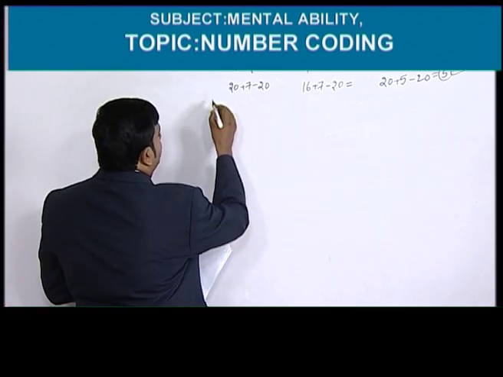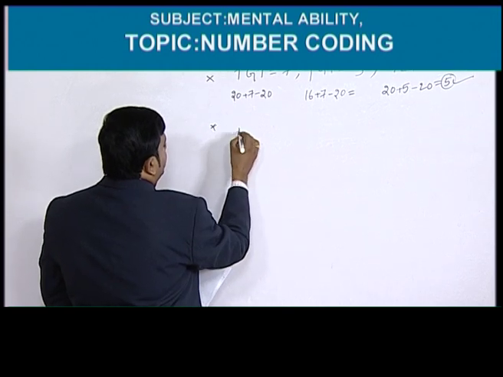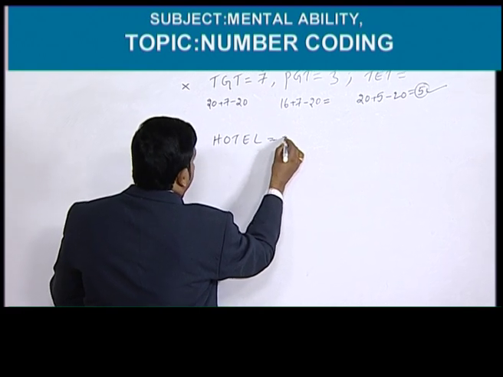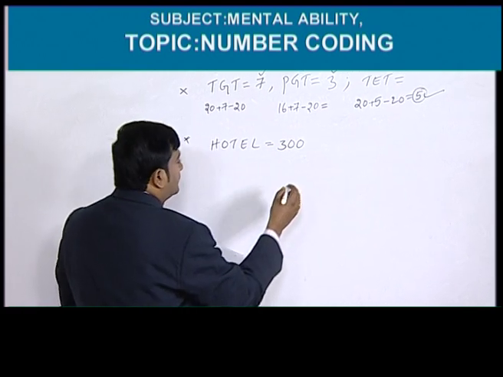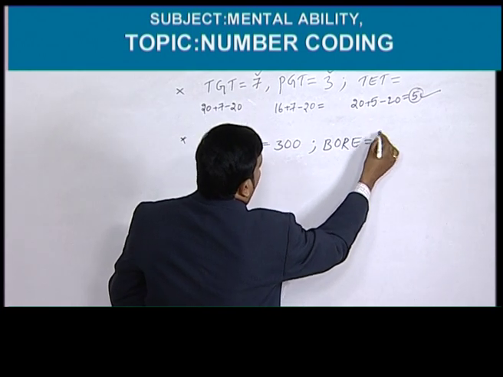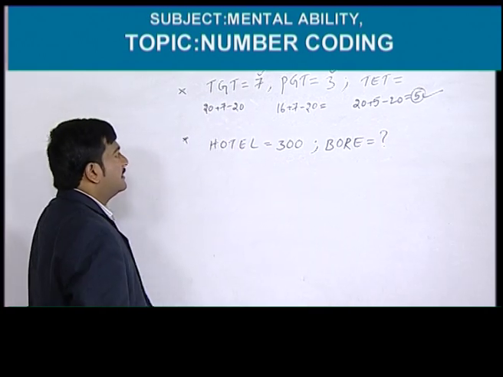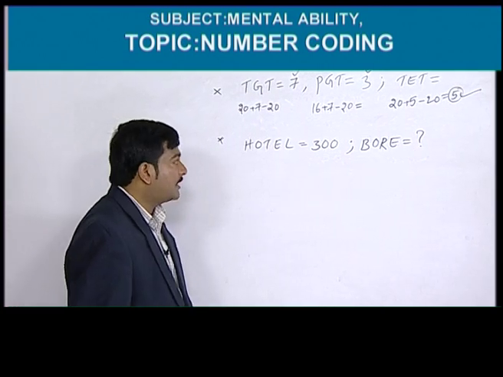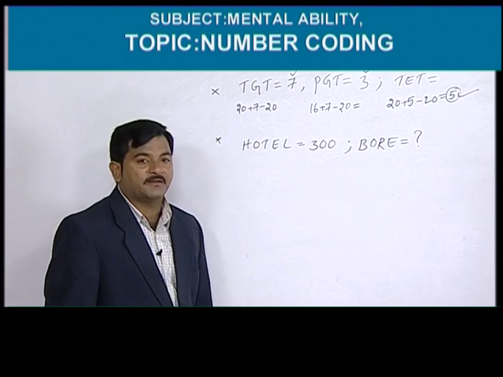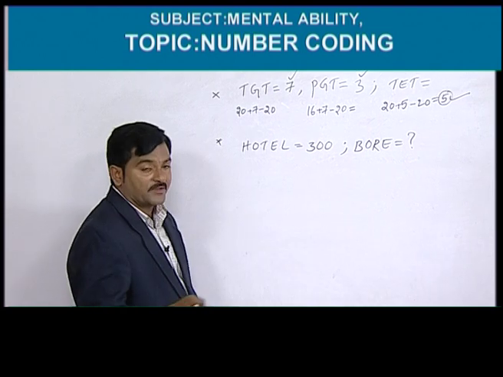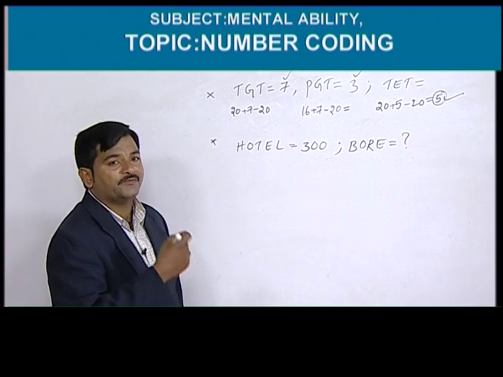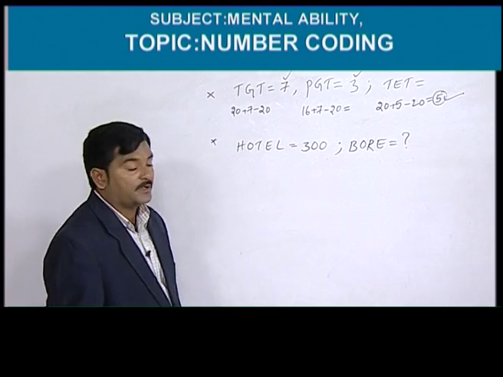In a certain code language, again this question is repeated. In a certain code language, hotel is written as 300. Then in the same language, what is the code for the given word bore? I repeat the question once again. In a certain code language, hotel is written as 300. Then what is the code for the given word bore? See, this question we have already seen just now, 3-4 problems back. Okay, same concept, but here the number is defined, a different number, a different concept involved in this question.